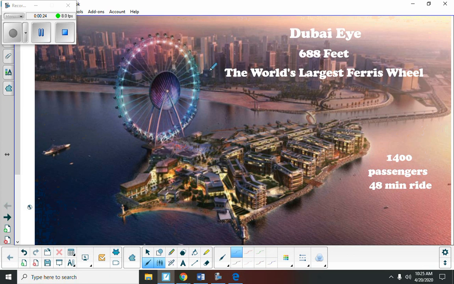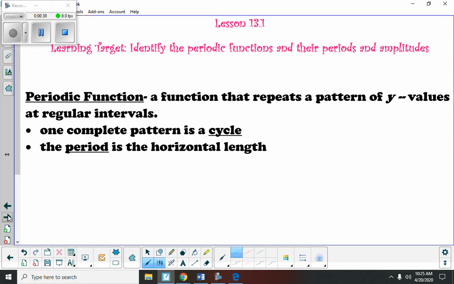That Ferris wheel will seat 1,400 passengers. And once you get on the Ferris wheel, it is a 48-minute ride until you've gone around it one time. So very exciting. The reason we're talking about the Ferris wheel is because if you were to graph the Ferris wheel height over time, it would be an example of a periodic function. That is a function that repeats a pattern of y values at regular intervals. One complete pattern is a cycle, and the period is the name of the horizontal length.